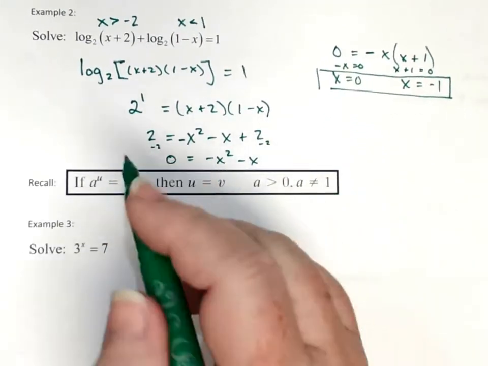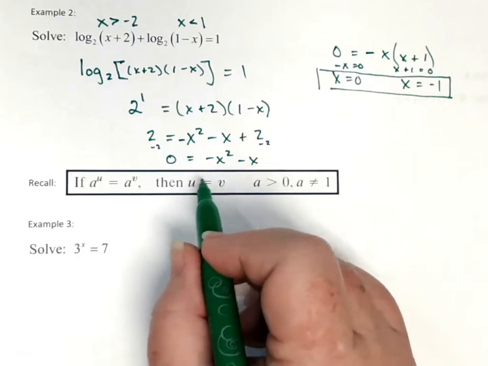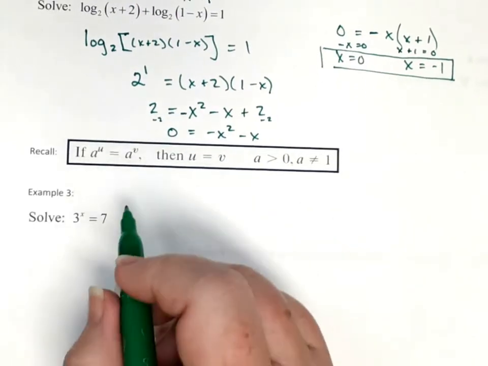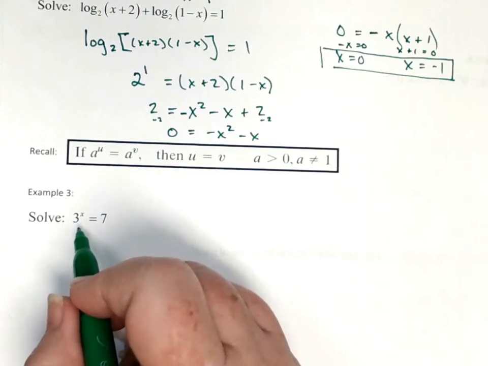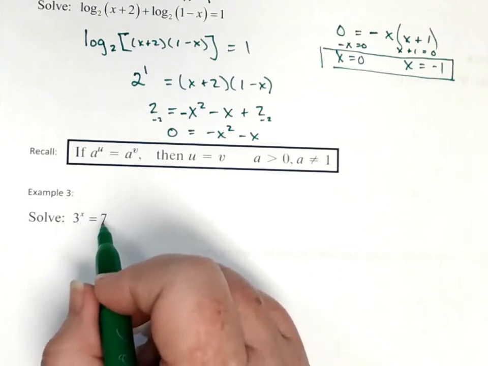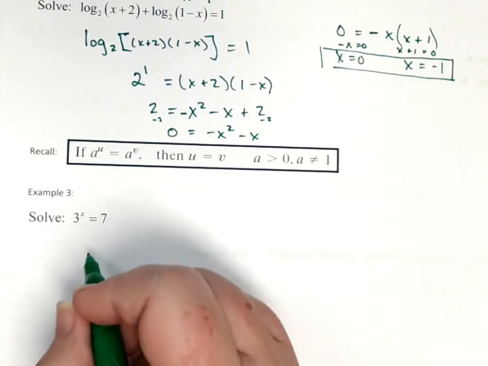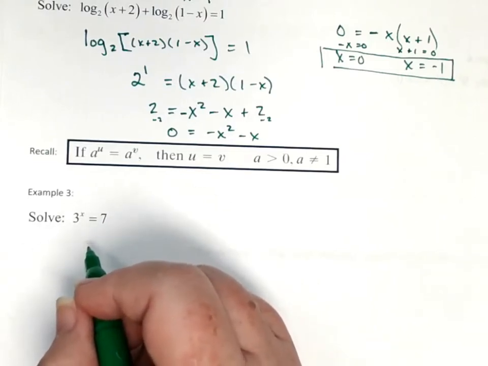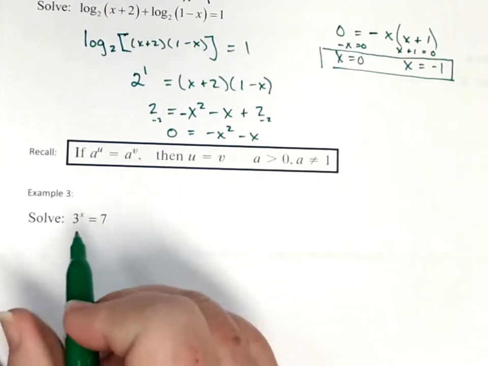Remember that we had a property that said if it was in exponent form, if the bases were equal, then the exponents are equal as well. Well, I've got to tell you that using that property for this problem is a little bit useless because 7 is not a power of 3. I can't rewrite 7 as any power of 3 that I know, at least not off the top of my head. But I have two options.